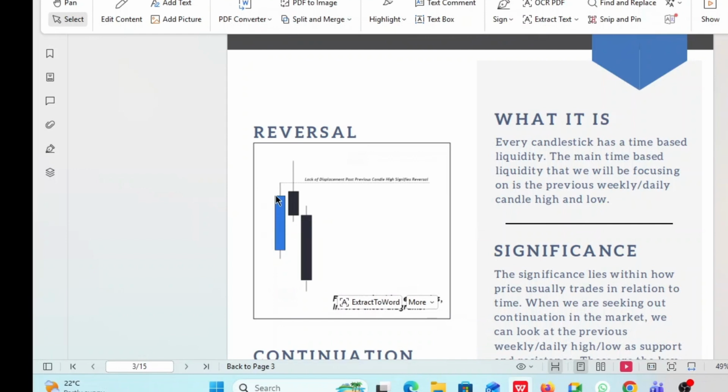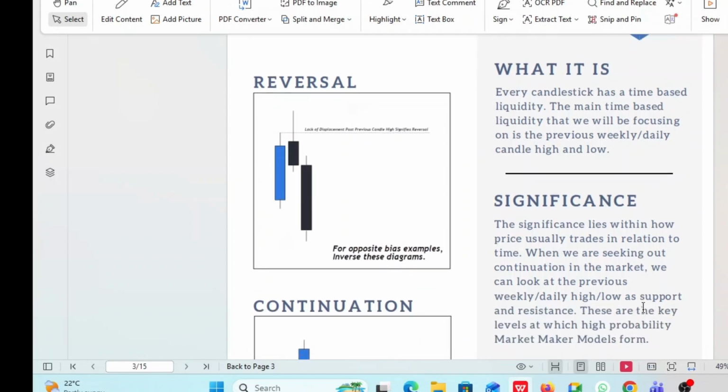So for this one, we have a candle range there, and this candle will now sweep the above high and close within the range. The significance: we have a reversal. So this is the reversal. For the reversal case, the candle has to sweep the previous high and close within the range. These are called reversal strategies.